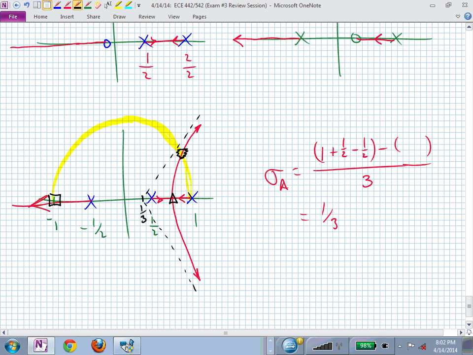Let's say that was 1.5, and the square was 2. Now do you have a range for k for stability? The cloud is a gain of 1.5. The square is 2. Let's say the triangle is 1. What's your range of k for stability? 0 to 1.5, isn't it?